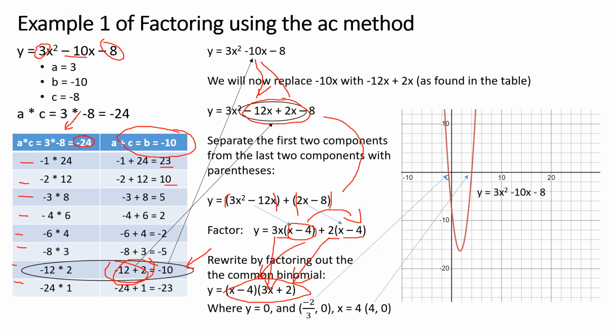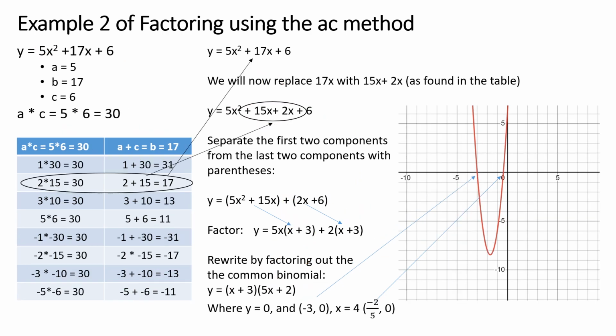I can prove it to you here. When I graph that, y equals 0 at negative 2/3, 0, and 4, 0. Both give me 0 at the y. But all I did is replace the negative 10x with negative 12x plus 2x, separated them out right here, and then factored. I got an x minus 4 in both of them.